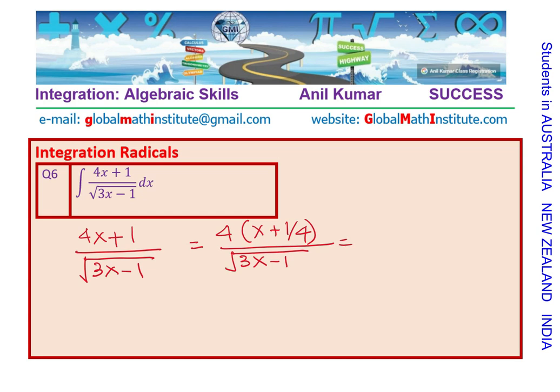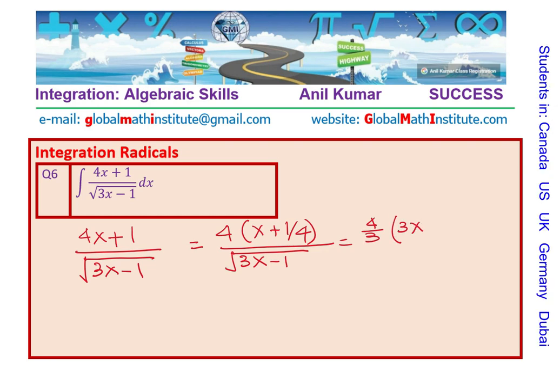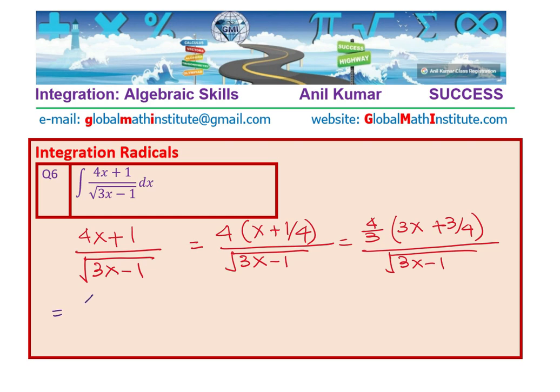Now times it by 3, right? When you times by 3, you have to divide by 3 also. So 4 by 3, 3x. And times by 3 inside, so plus 3 by 4 over square root of 3x minus 1. Now we want 3x minus 1, right? So we'll write this as equal to 4 by 3, 3x minus 1 plus 1 plus 3 by 4. Clear? Over square root of 3x minus 1.